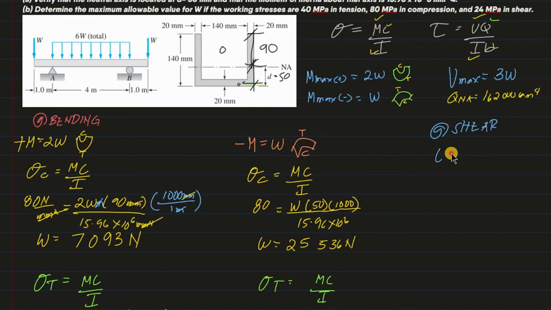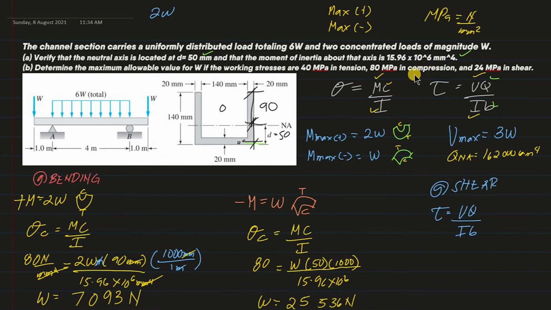So, at shearing, that is tau is equal to VQ over IB. What is the value of this tau? This is the working shearing stress. That's 24 MPa, or I should write Newton per millimeter squared, is equal to V. What's the value of our V? Saan ulit yon? Yon, Vmax is 3W. And the value of our Q, na-solve natin yan, that's 162,000 millimeter raised to 4 divided by I. Our I is yon, 15.96 times 10 raised to 6.